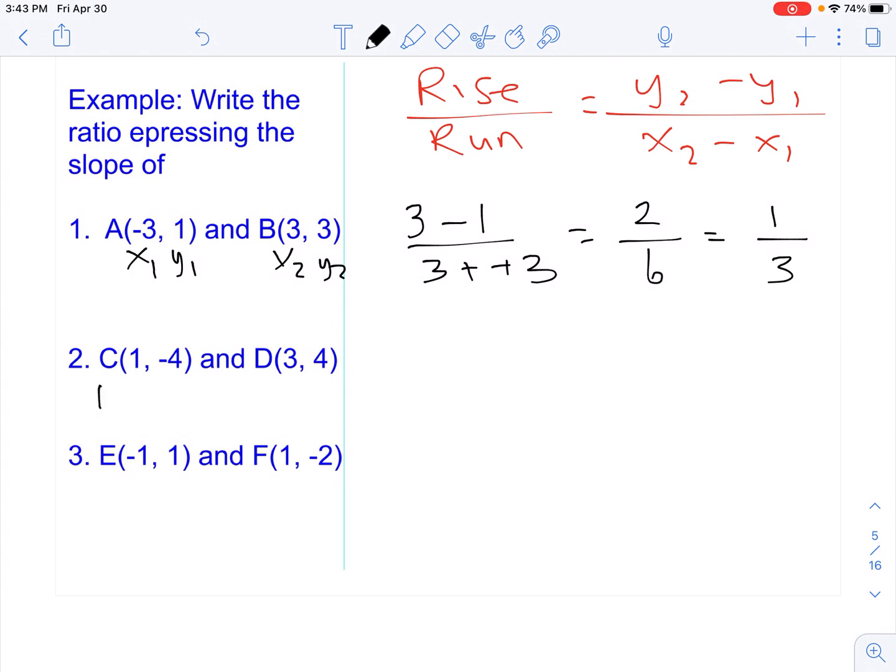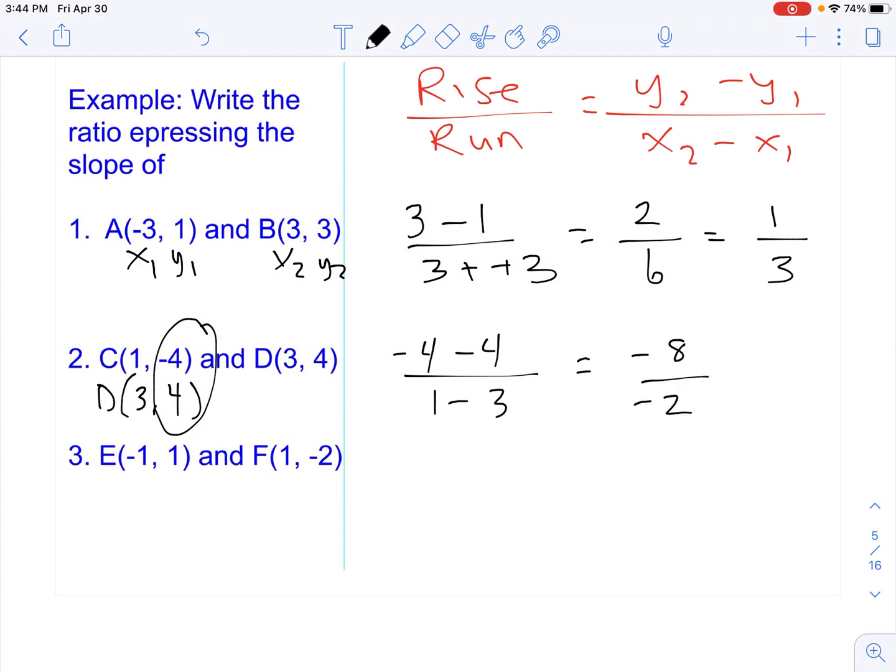We can do this again. I find it helpful to stack your points, write one over the other. And then you can just look at this, subtract your y's, negative 4 minus 4, and 1 minus 3. We get negative 8 over negative 2, which reduces to positive 4 over 1.